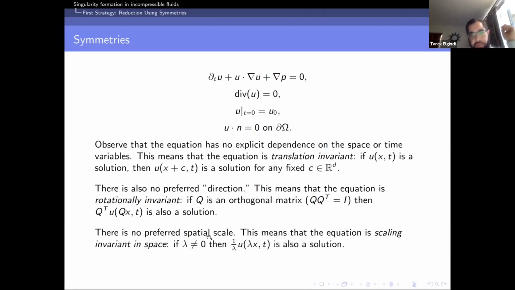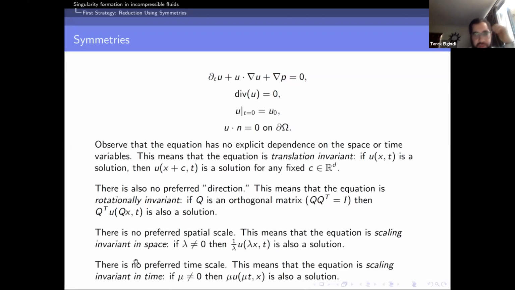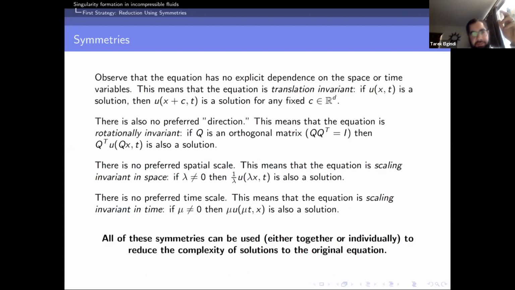So if you have a constant lambda, which is non-zero, and you have a solution, then you can get another solution by scaling it in this way. And okay, same for rotations. And you also have a time scaling, which you can use. And all these symmetries can be used together or individually to reduce the complexity of solutions.